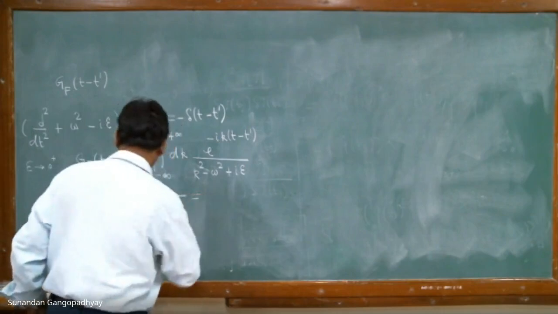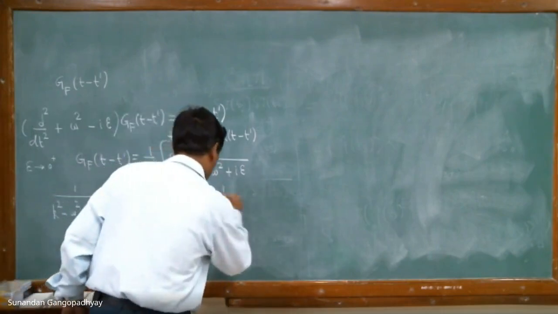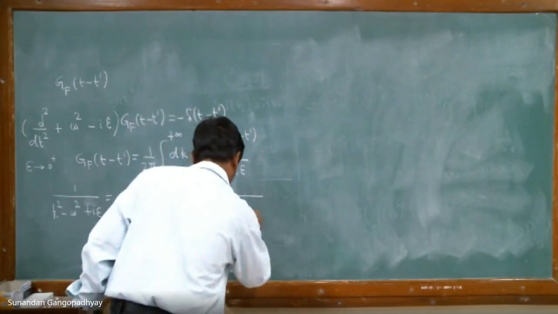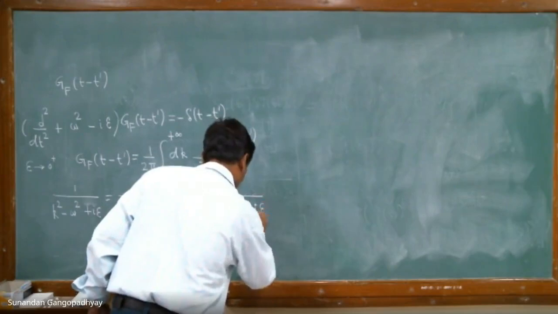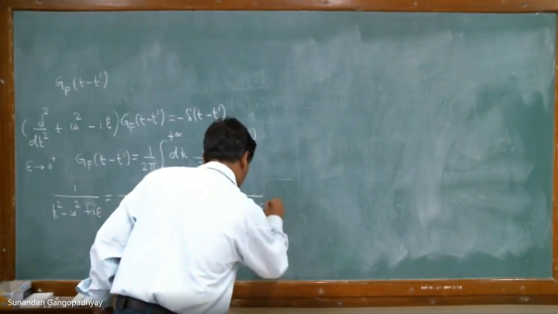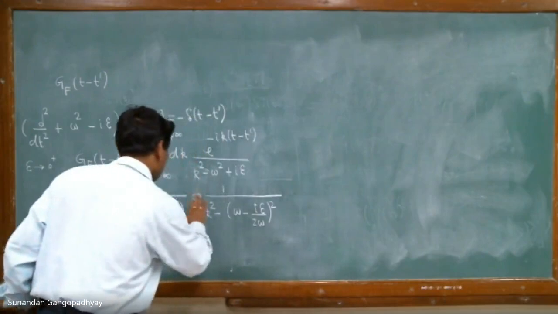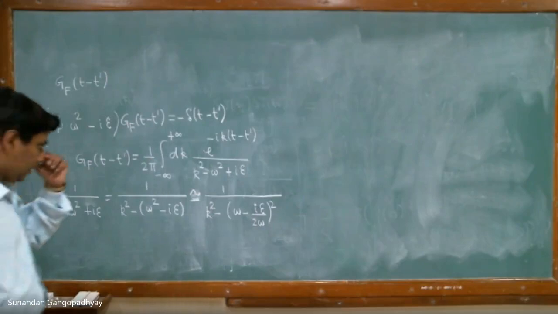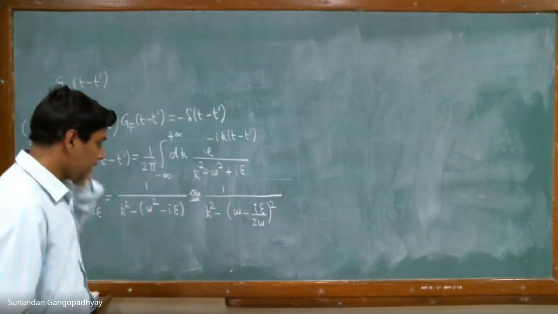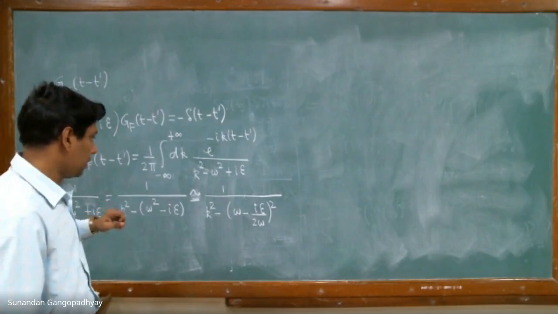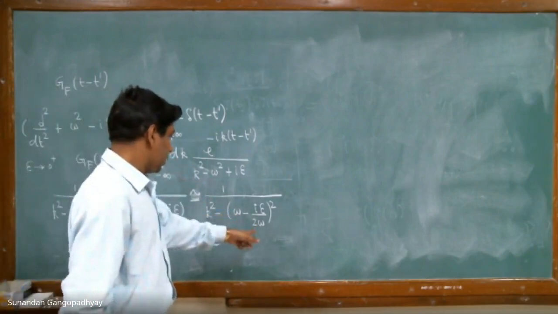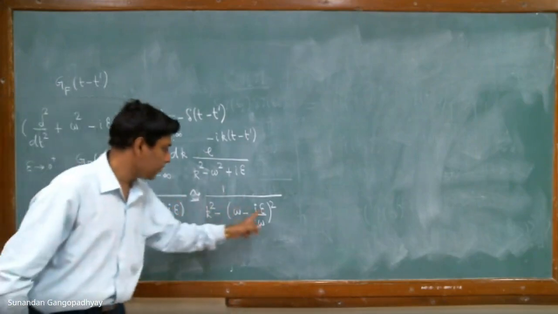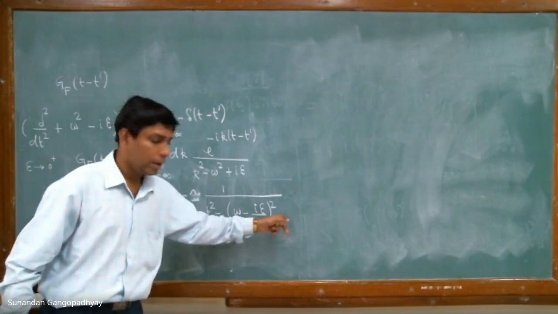And now you can write this down as approximately. Let me just check whether I have written. If I square it, I will get omega square, and then I will get twice 2 omega will cancel minus I epsilon. Okay, so this expression is approximately equal to this up to a term.